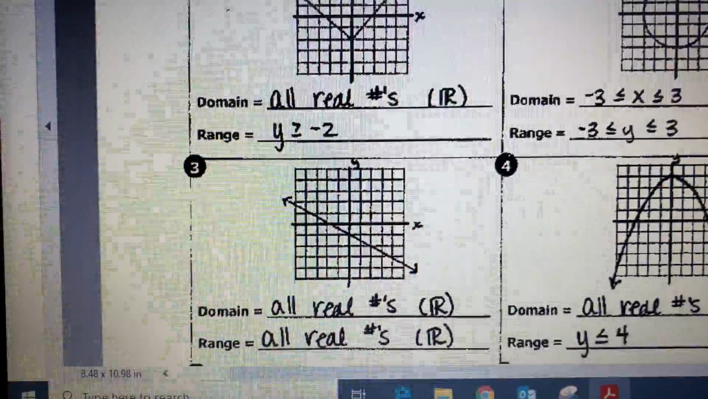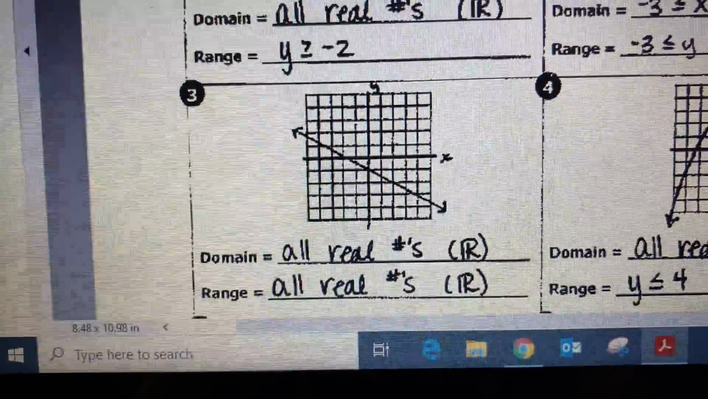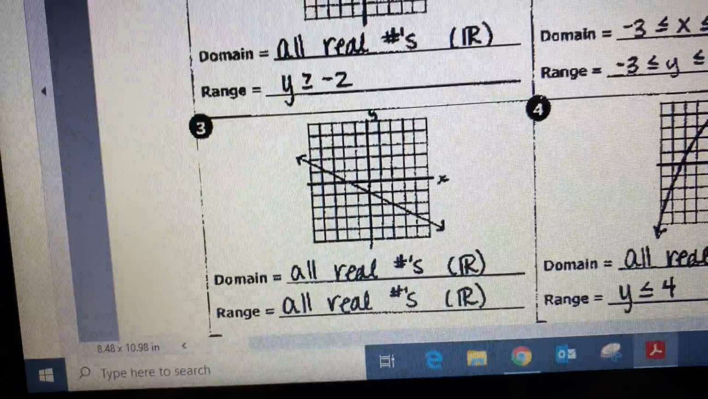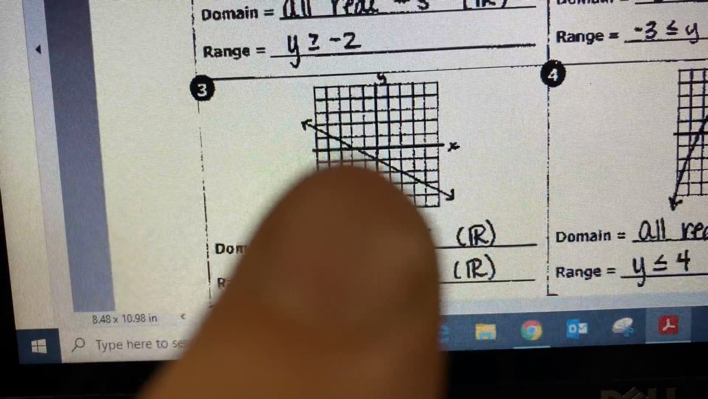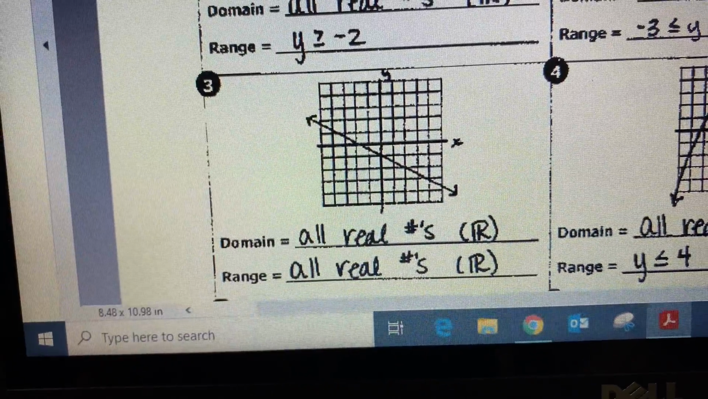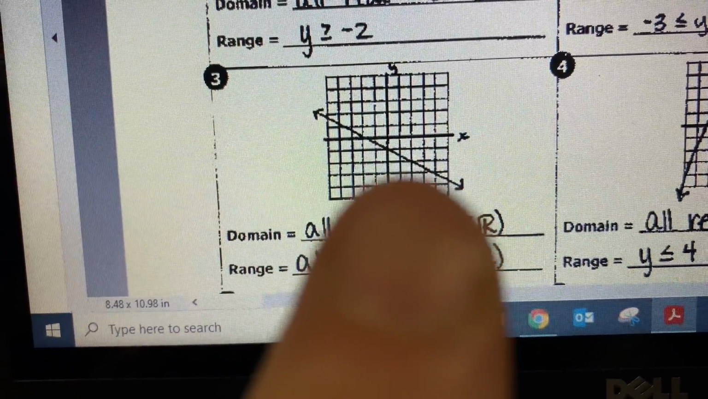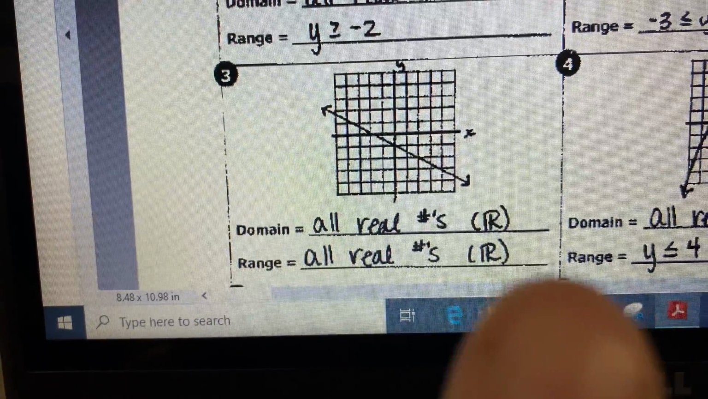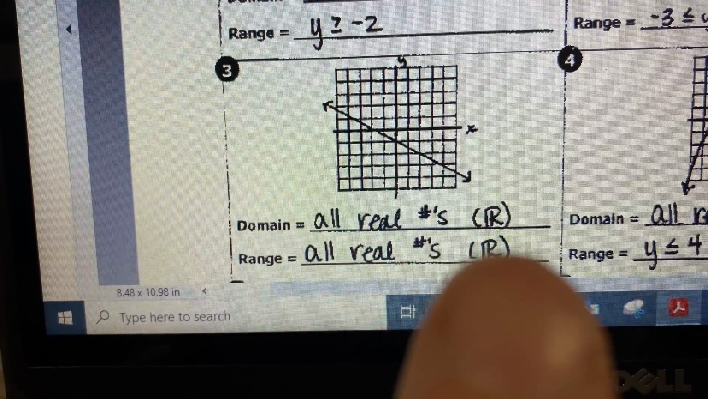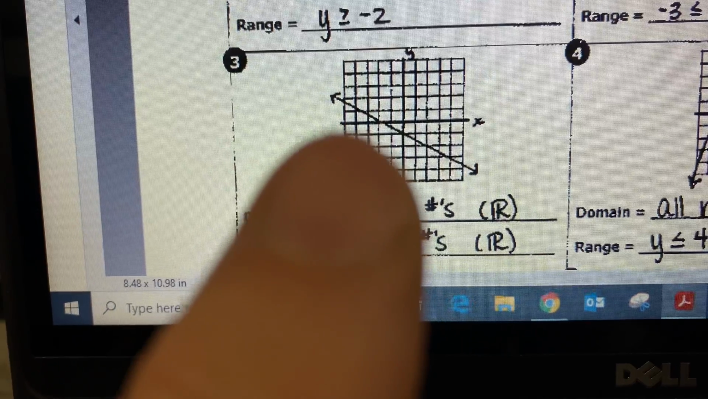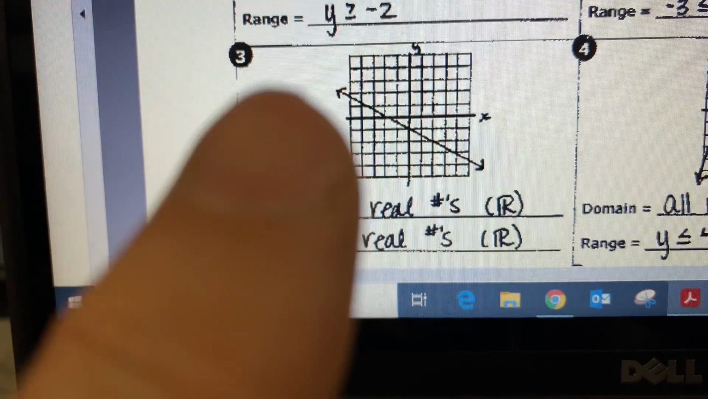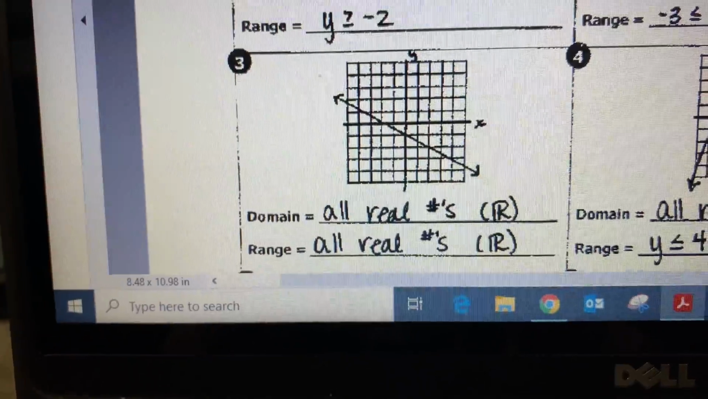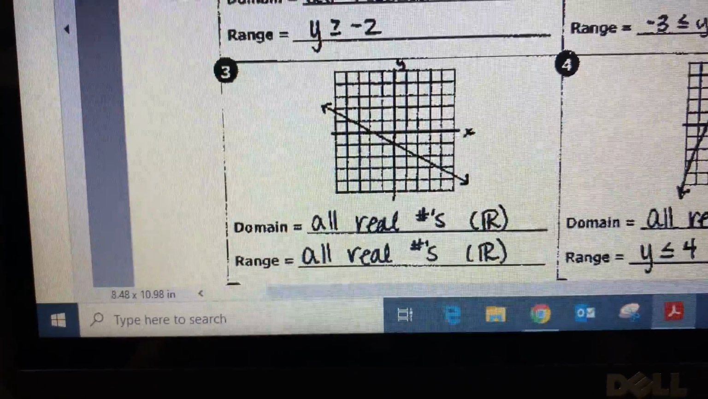Now, this one is a line. So domain, well, I can see it's an arrow to the left. Okay, so it's negative infinite. It's an arrow to the right, positive infinite. So it's all the real numbers. Range, okay, is going up with an arrow, so it's to positive infinite, and going down with an arrow, so it's negative infinite. So all the real numbers.